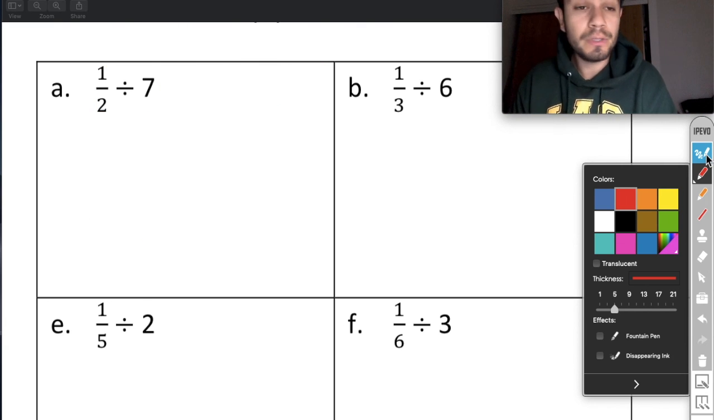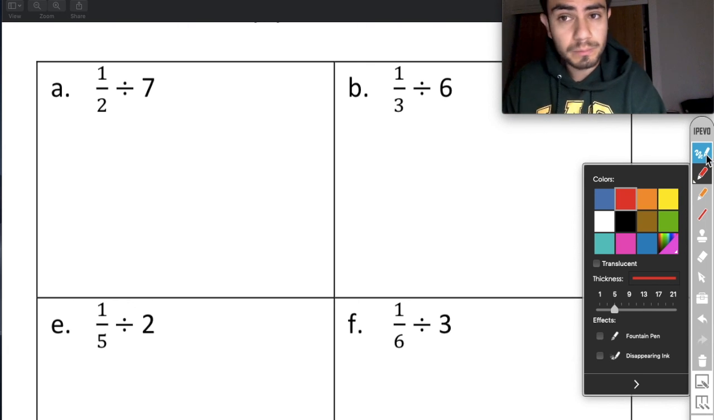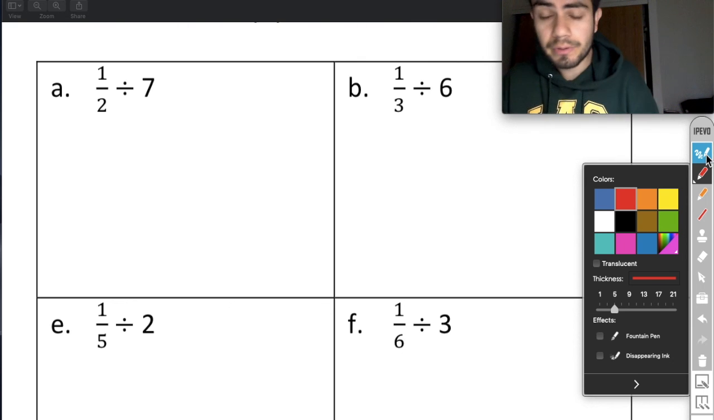Okay, and now you're simply just going to do those same steps to the rest of these problems. Draw your tape diagram, rewrite your equation, and then simply check by multiplying by the amount of groups you divided by.